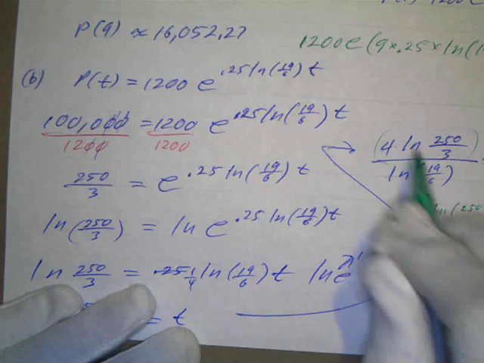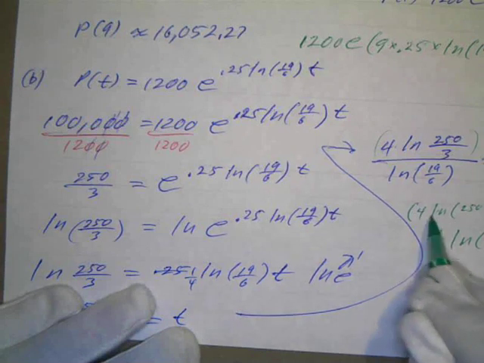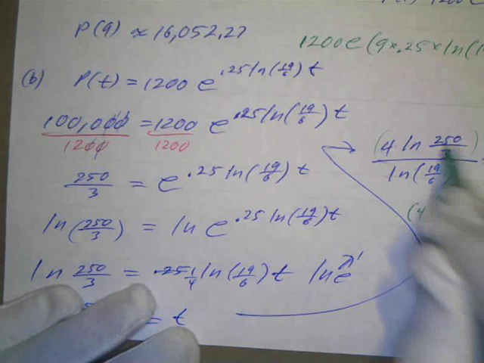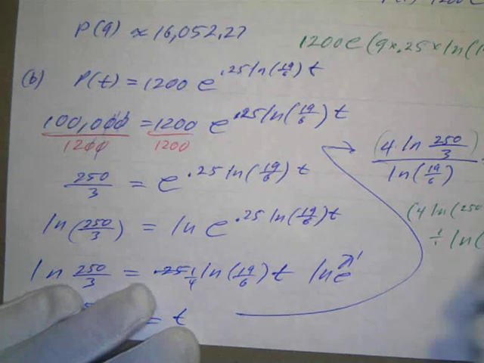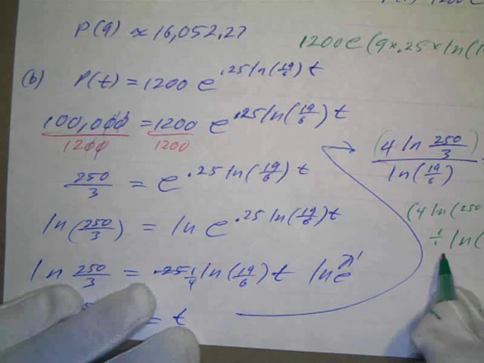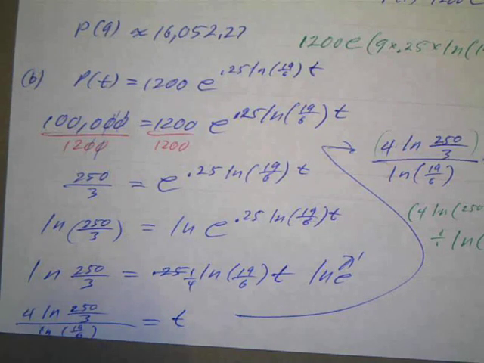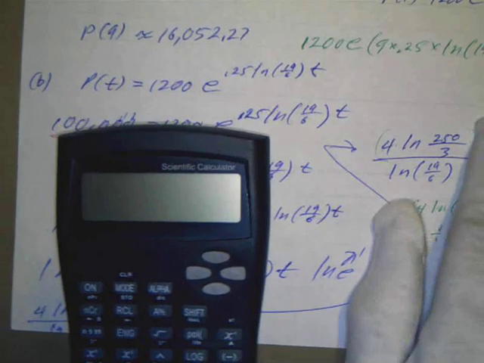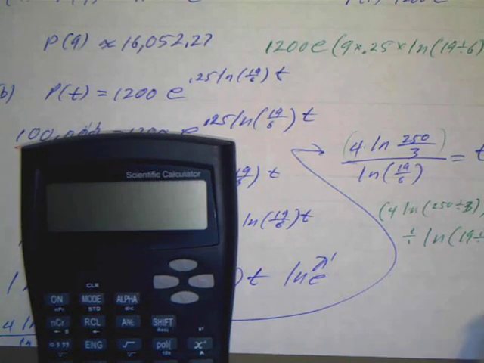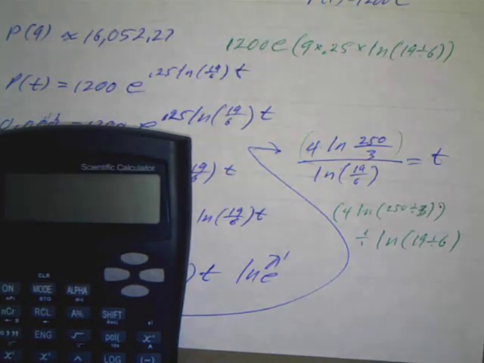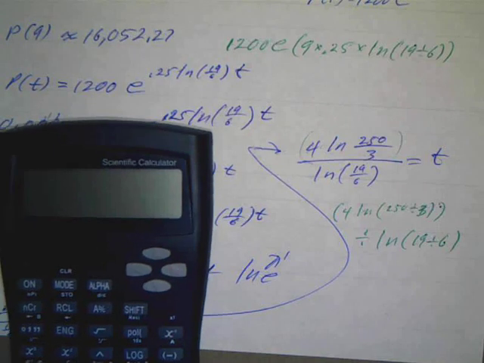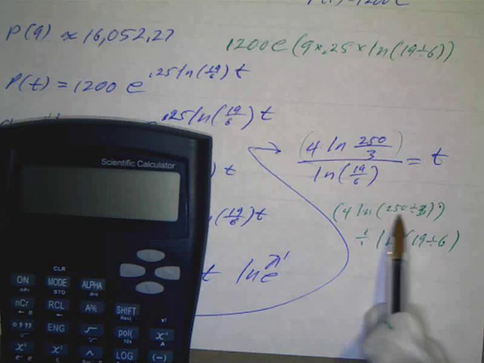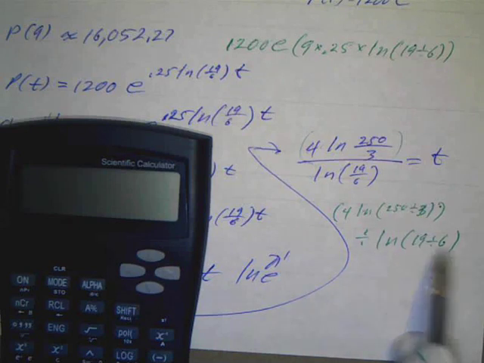So this is going to be the top. So I need parentheses around that because I got 2 elements at the top: 4 times the natural log of 250 divided by 3. So that's my top there, and there's my fraction, and then divided by the natural log of 19 over 6, and we should get an answer if we do that carefully. Sorry, zoom in, I'm losing some of my stuff there, okay? So again, 4 natural log 250 divided by 3, natural log 19 divided by 6.